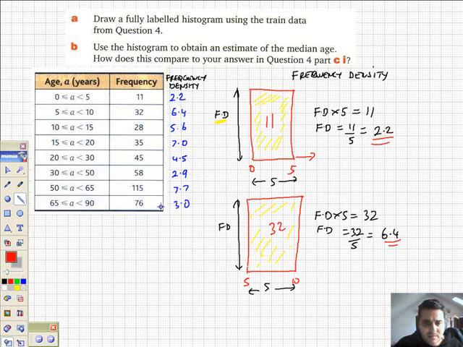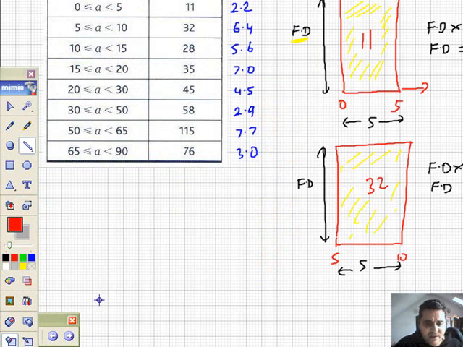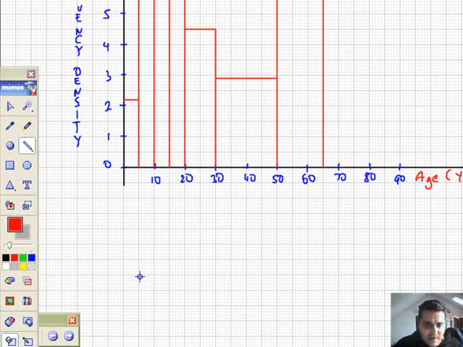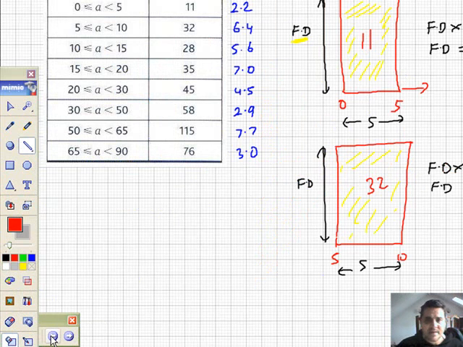Next one, I've got 65 to 90 and a height of 3. 65 to 90, 3. So drag it across like that, and there's my 90. Stop there, drag it down. That is a lovely histogram. Look at that, beautiful, isn't it? Well, that's got me a grade A straight away, and that's easy.